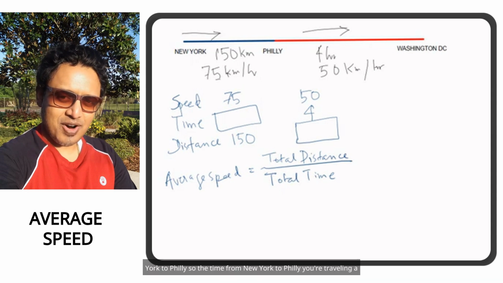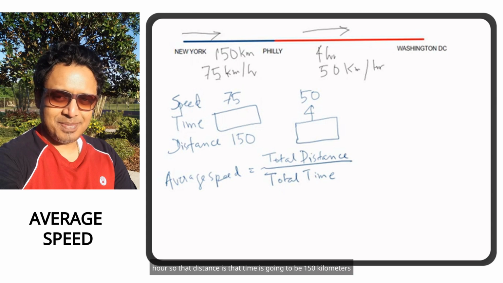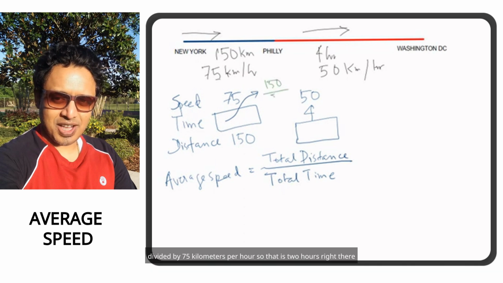So the time from New York to Philly, you're traveling a distance of 150 kilometers at a speed of 75 kilometers per hour. So that time is going to be 150 kilometers divided by 75 kilometers per hour. So that is 2 hours right there.